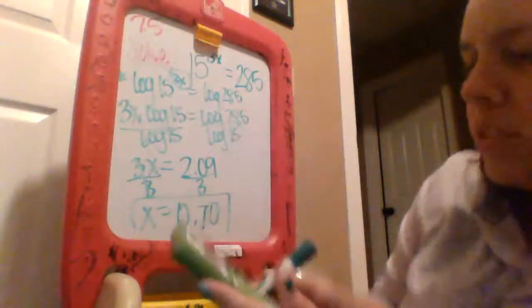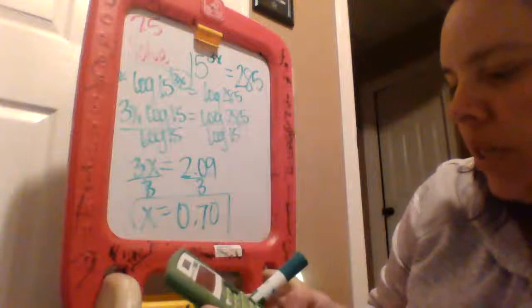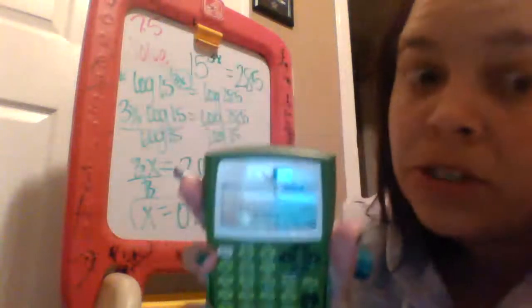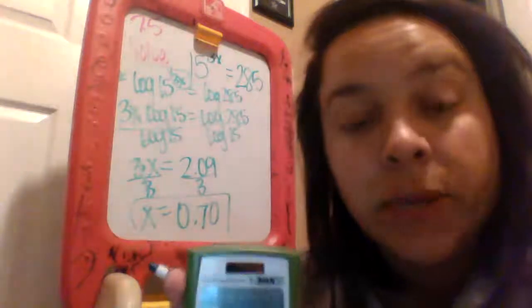All right, check our answer. So 15 caret, parenthesis, 3 times 0.70. And I got 294.97, which is a little bit bigger than 285, but it's still relatively close because of the rounding.